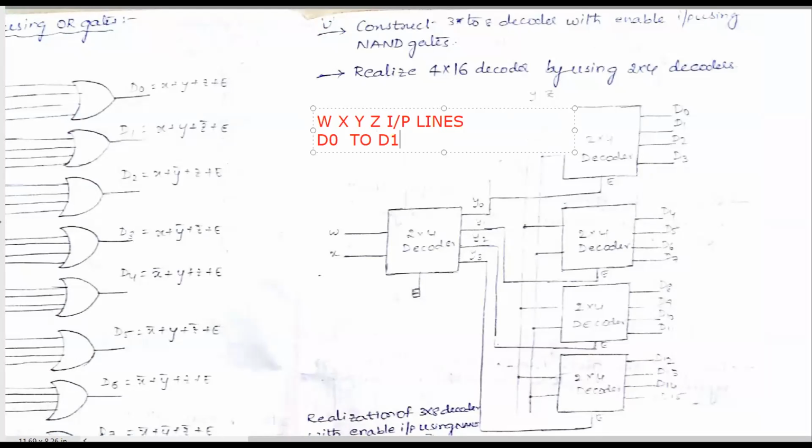D15. D0 to D15. These output lines are connected to the decoders. If you observe the decoders here, W and X are connected to the 2x4 decoder, and these output lines are named as Y0, Y1, Y2, Y3.